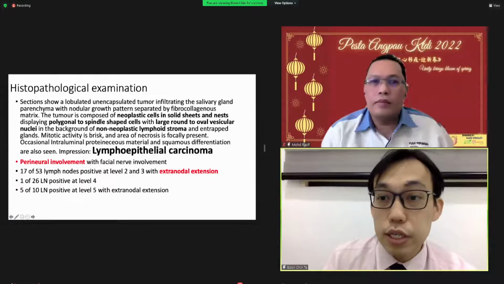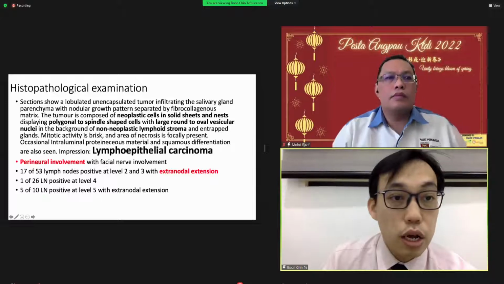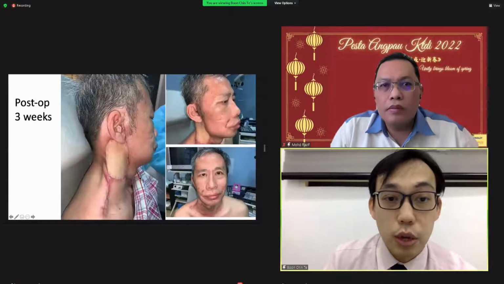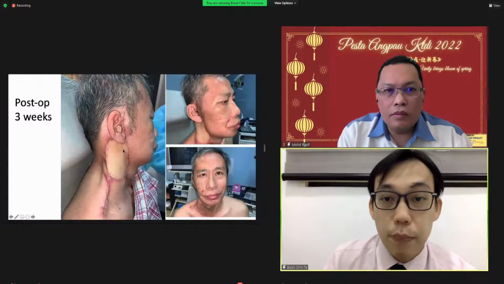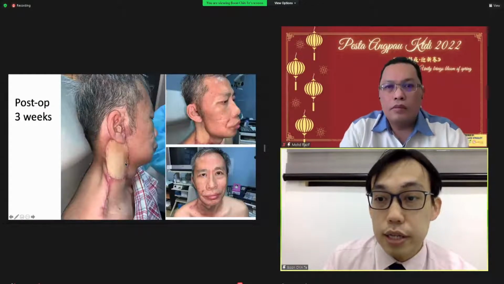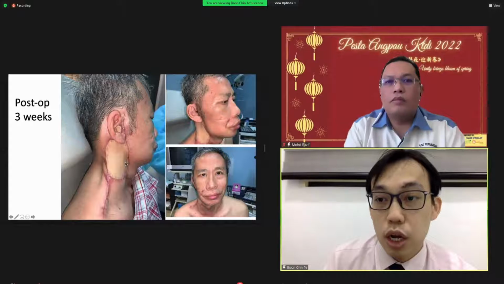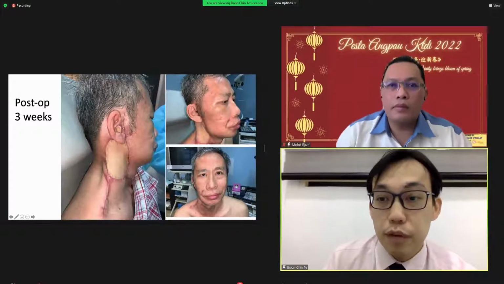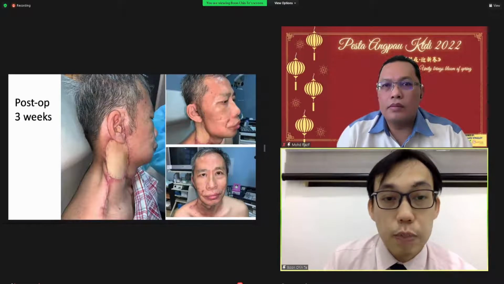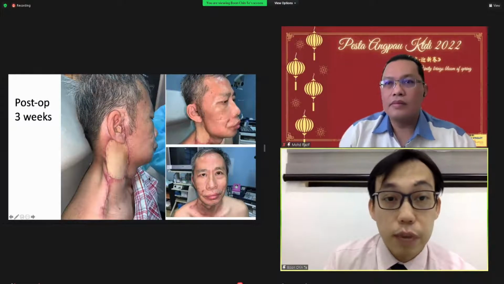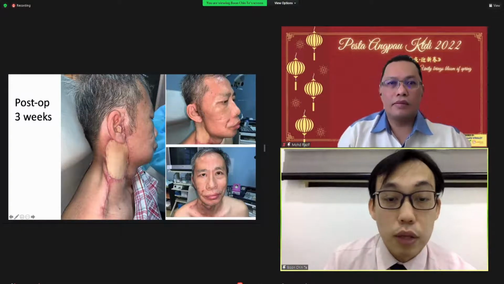At 3 weeks post-operative, you can see the wound is healed very nicely, there's no gapping, and the static sling improved the resting symmetry of the face. The patient is planned for radiotherapy, 66 Gray in 33 fractions. The patient has now done the dental clearance and is planned for radiotherapy in one or two weeks' time.